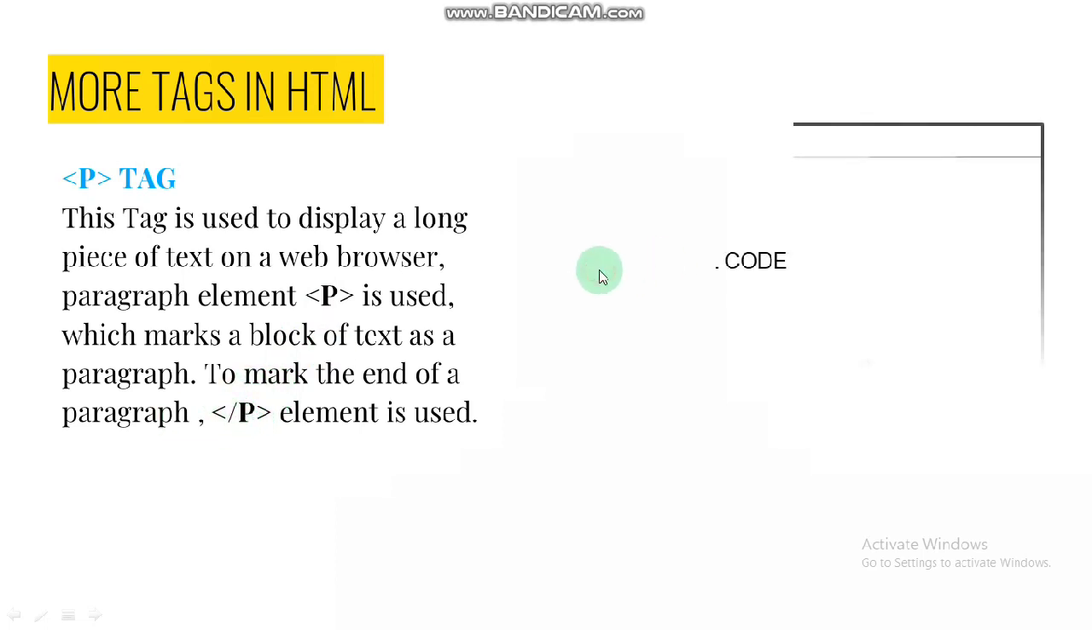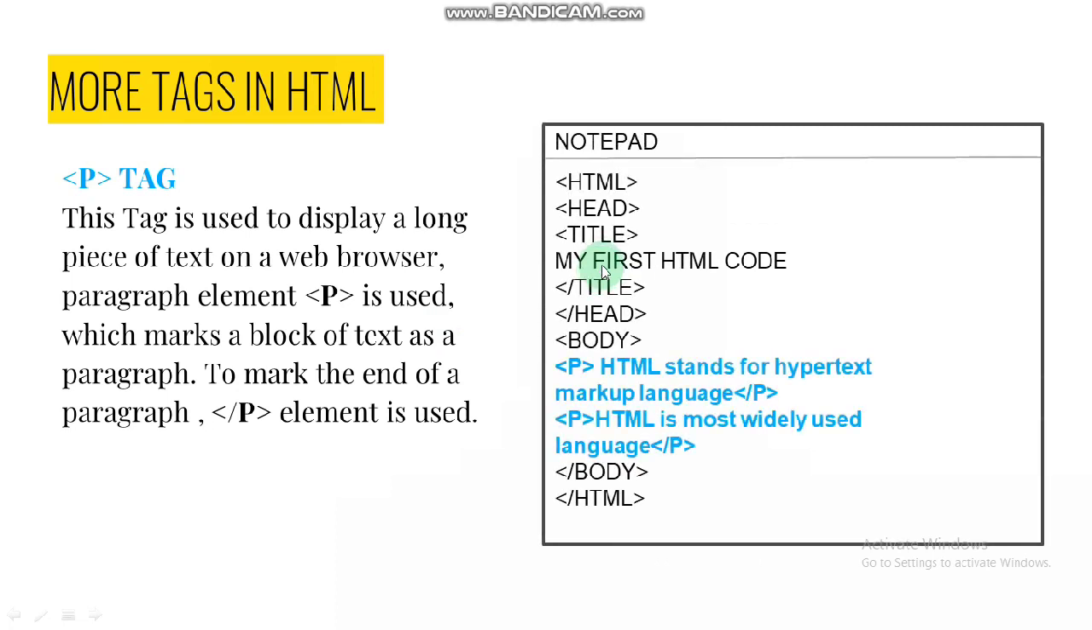So let's see how we are going to implement it. This is our coding window, which is our notepad. First tag will be your HTML, then your head tag, title, then title my first HTML code, title closed, head close, then begins the body. Inside the body tag, we are going to open our P tag, which is a paragraph tag. HTML stands for Hypertext Markup Language, and then P tag closed, which means I want this line to be in the form of paragraph. Again, P tag open, HTML is most widely used language, and then P tag closed because I want this line also to be in the format of a paragraph. And then I've closed my body and then close my HTML.